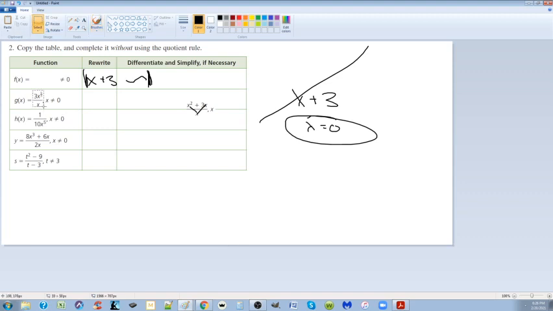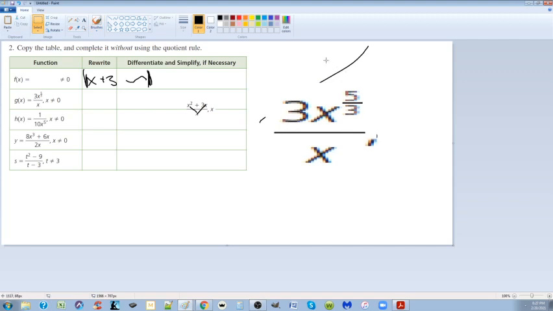So what about this one? How can you simplify this instead of using the quotient rule? Well, this follows the exponent rule. When you're dividing two exponents with the same base, it's as if this has a 1 over it, and you can instead subtract those exponents. How do I do this? I convert it to something over 3, and I'm left with 2 over 3.